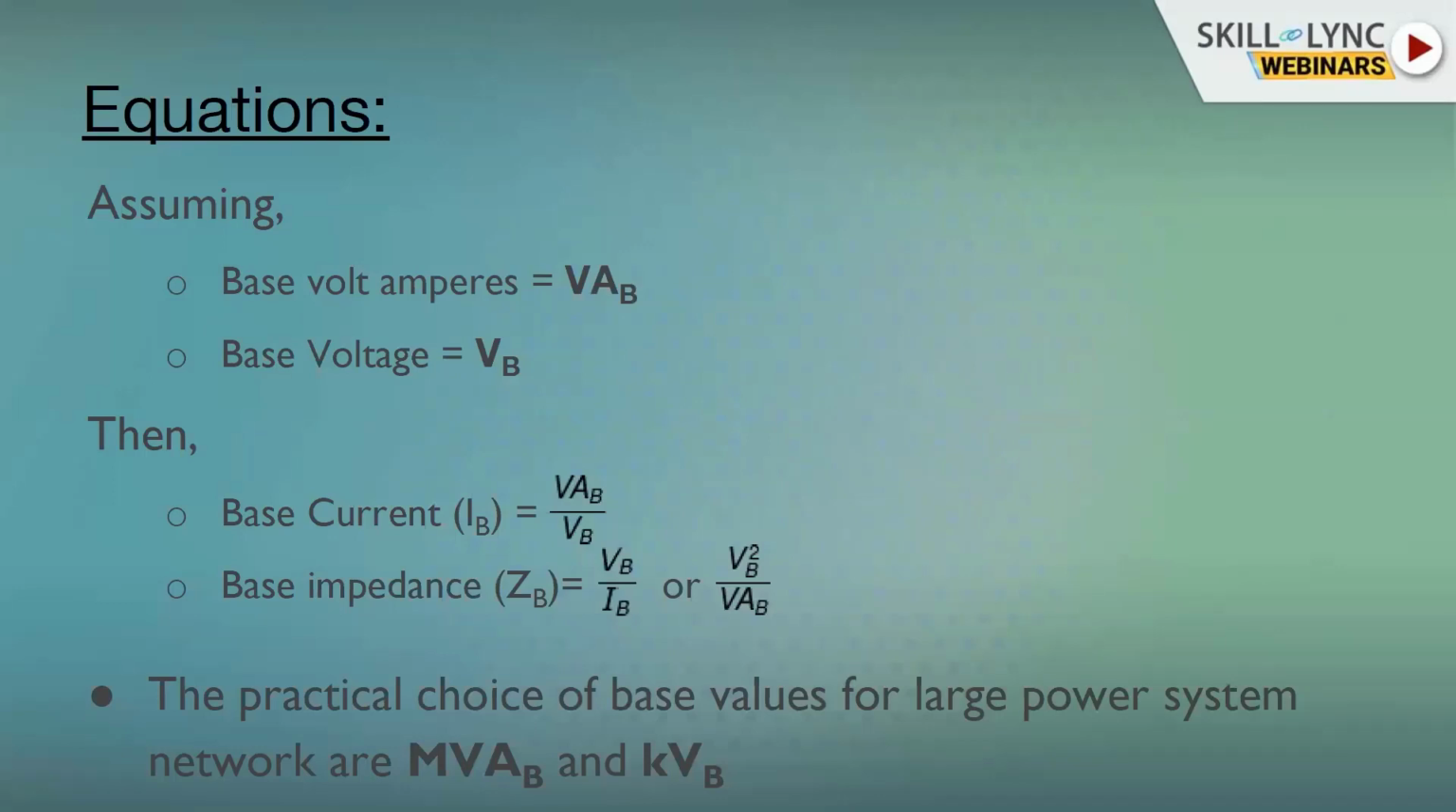Now the question arises here: how do we choose the base value of the volt ampere or the base value of the voltage level? It completely depends upon the power system engineers who are designing the power system network. Depending upon the size of the network, they may choose the value of base voltage or base volt ampere. But the practical choice is in the range of megavolt ampere and kilovolt base, because in the power system network we mostly talk in the megawatt range or the kilovolt range.